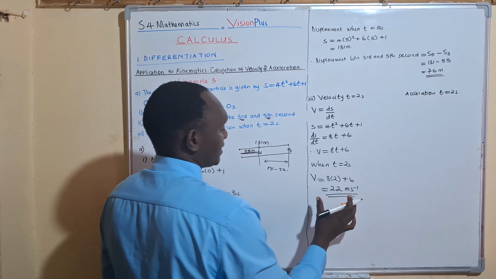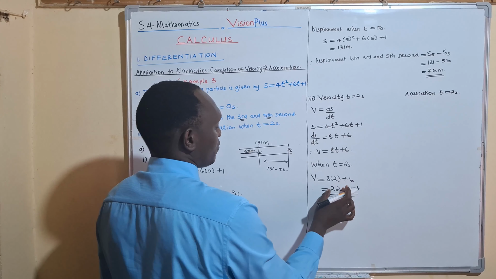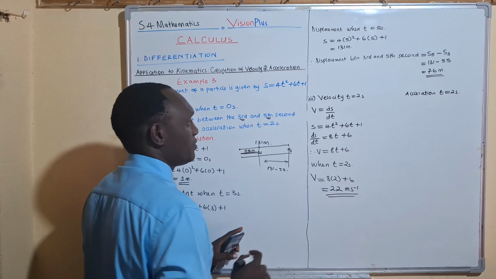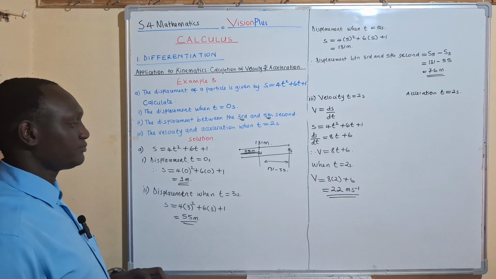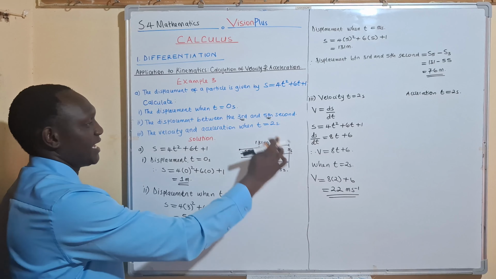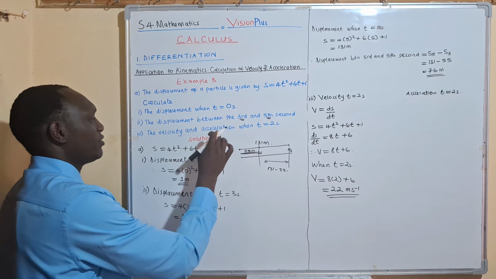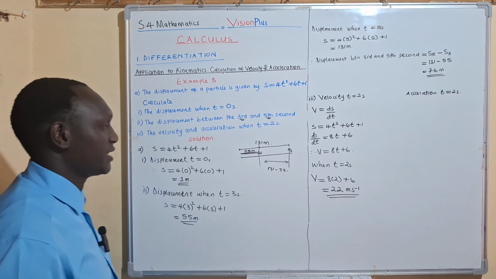You'll find that this answer is 2 marks. One for the value, one for the units. So I'll leave out the units. So this is the velocity when the time is 2 seconds. What about the acceleration when the time is 2 seconds?